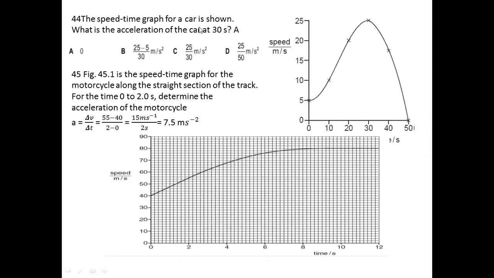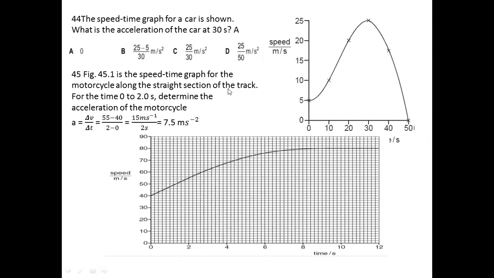the speed time graph for a car is shown. What is the acceleration of the car at 30 seconds? So at 30 seconds, the speed is zero. Over here, we have a short horizontal line. A short horizontal line parallel to the time axis in a speed time graph shows that speed is constant. When speed is constant, acceleration is zero. So the correct answer is zero.